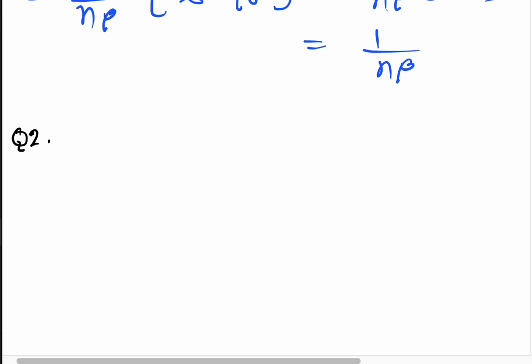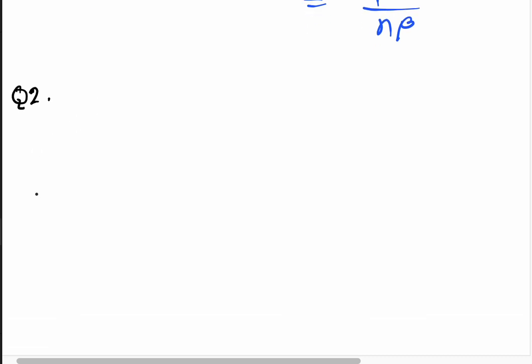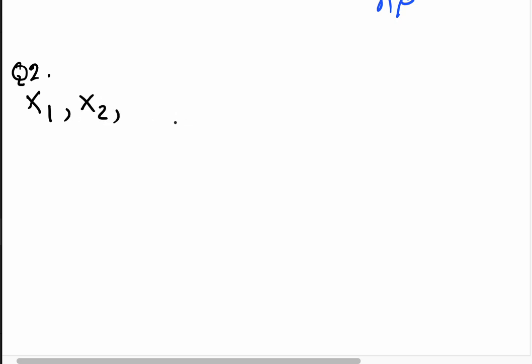Question 2 is: x1, x2, up to xn are identically independent random variables, each following the normal distribution. They follow the standard normal 0, 1 distribution.